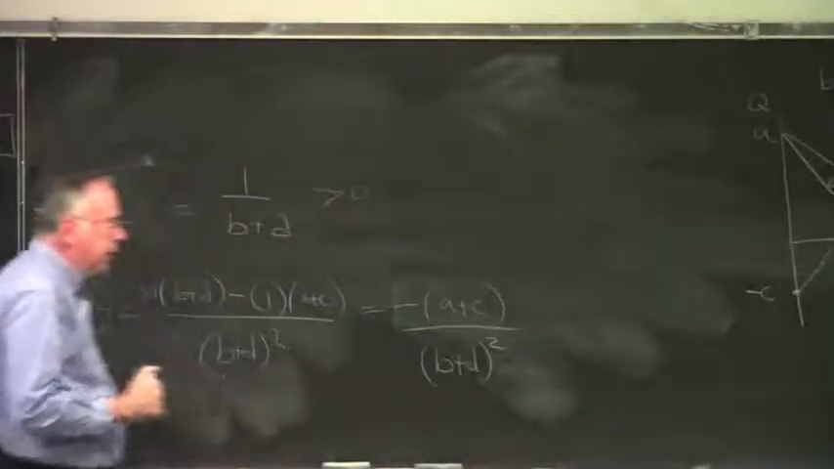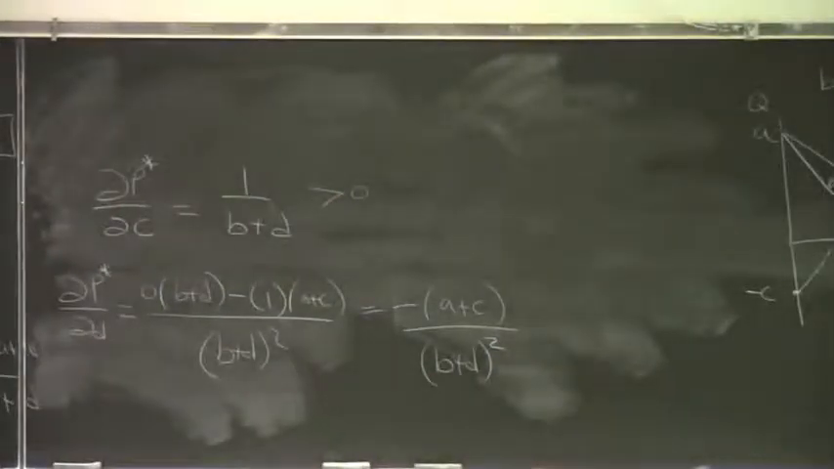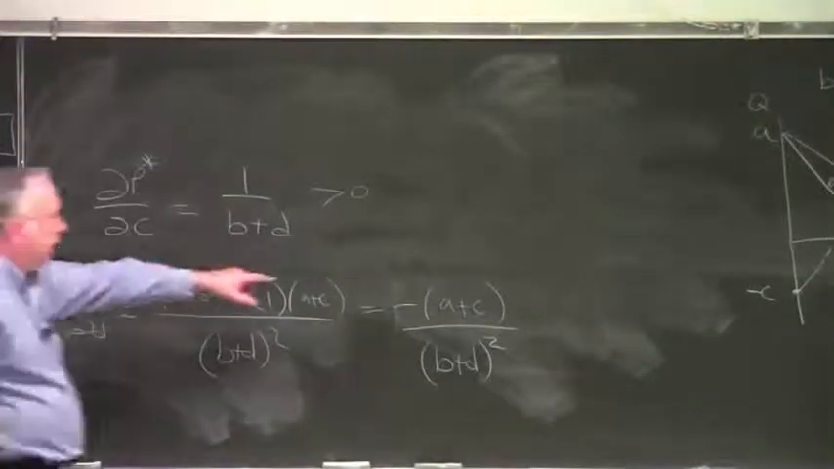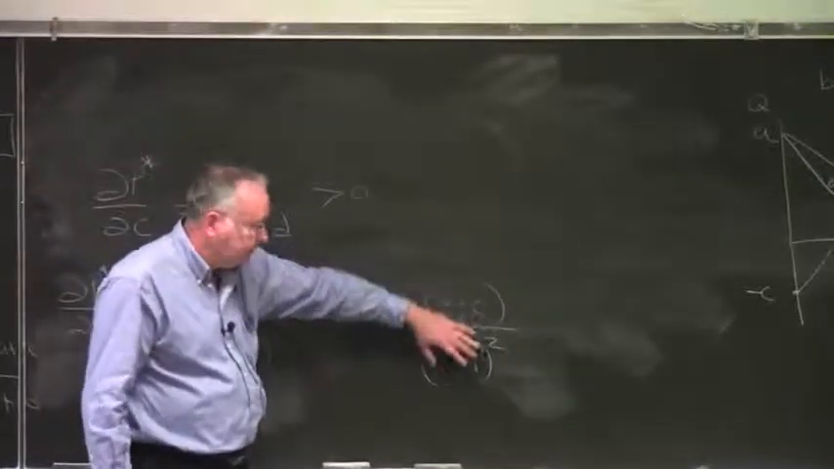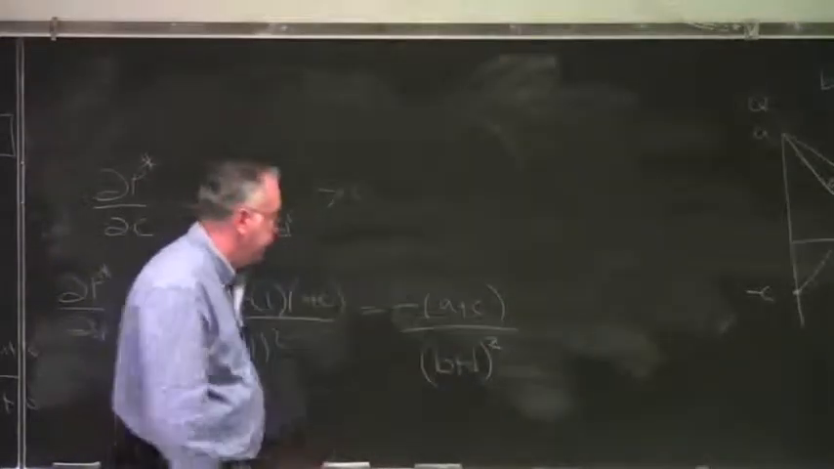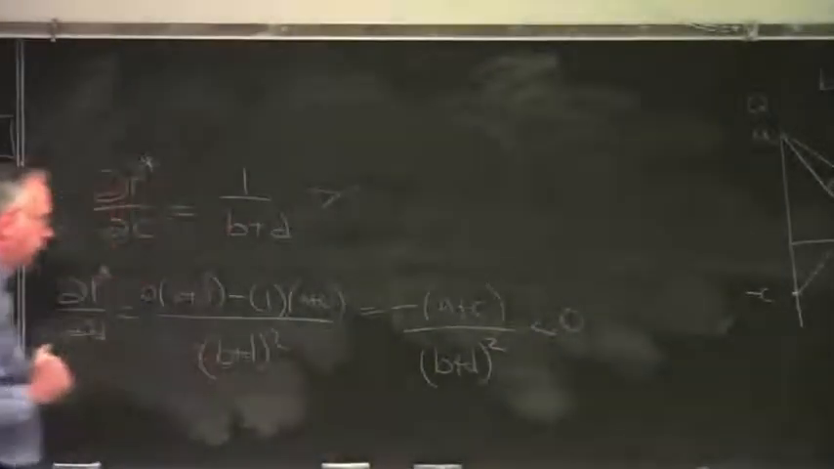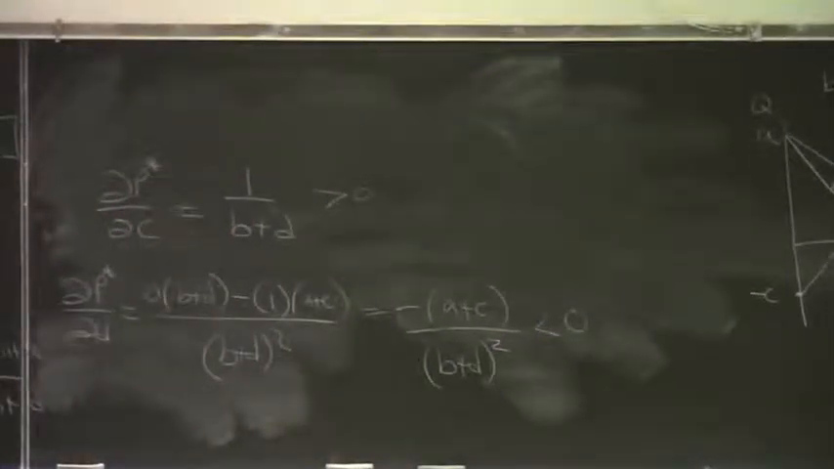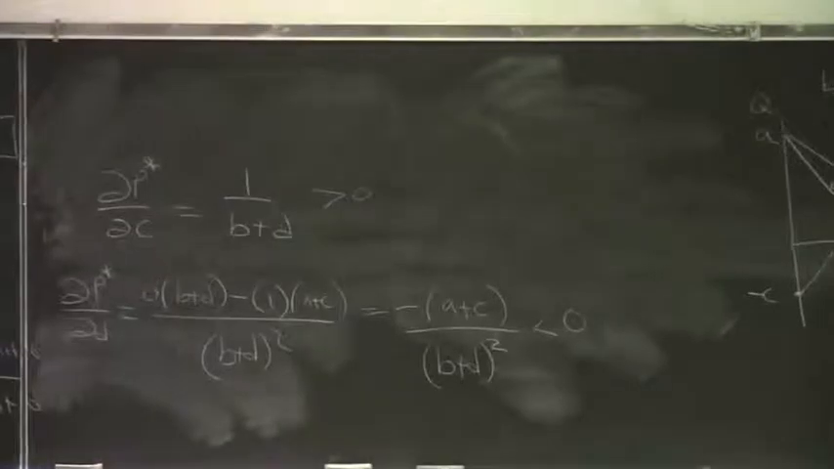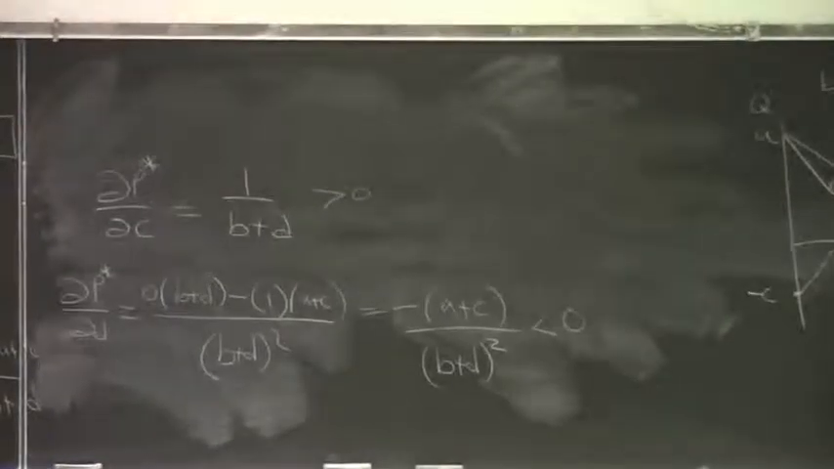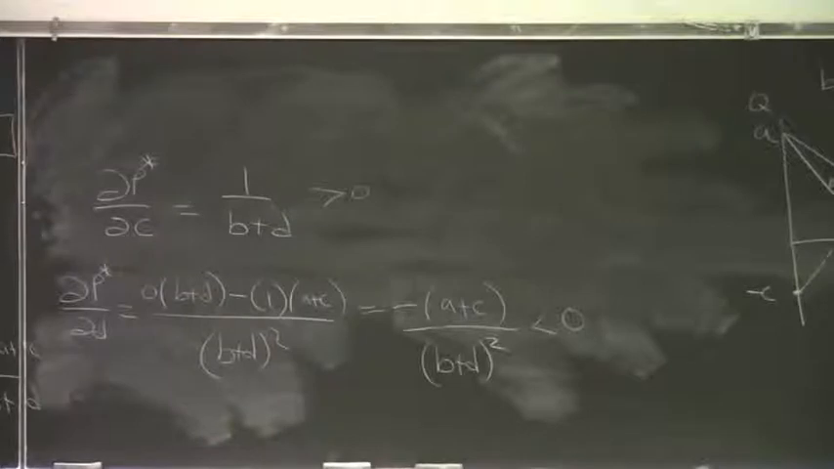And Ryan, what is the sign of this derivative? Negative, yeah. The negative sign out here, as well as the fact that all these parameters are positive, guarantees that this will be negative. So, in words, what does that mean, Ryan? Yes. P star moves in the opposite direction of D. As D goes up, P star goes down.